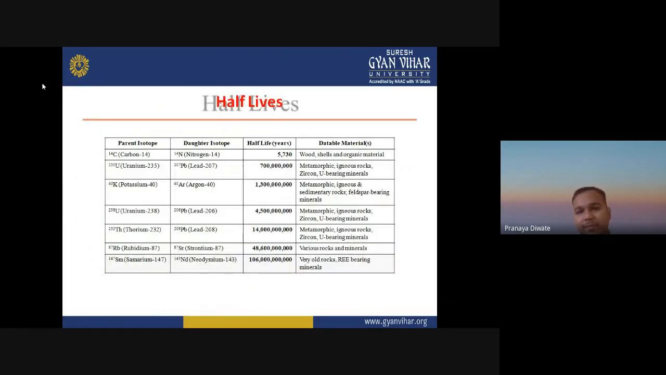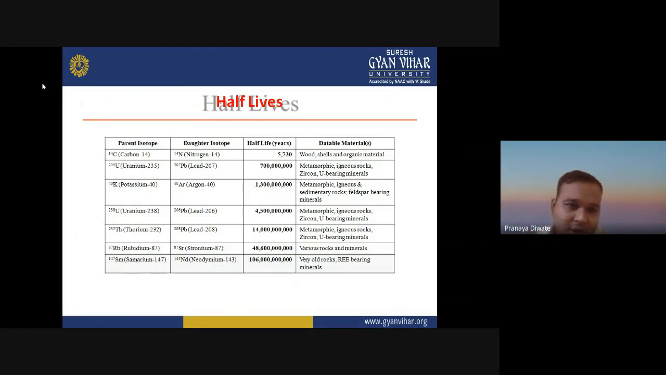What is the half life? Carbon 14 converts to nitrogen 14 after 5,730 years. The datable material you need is wood, shell, and organic material.